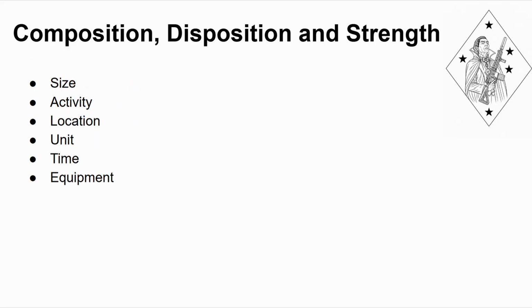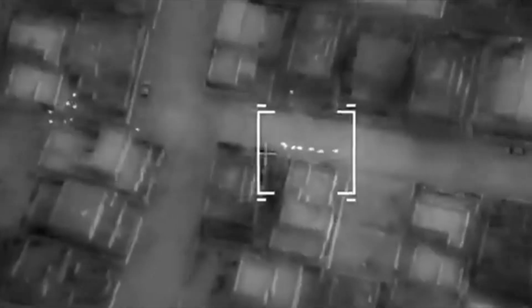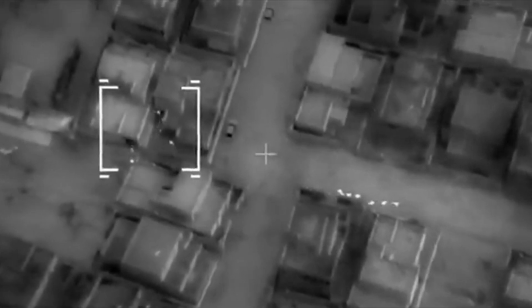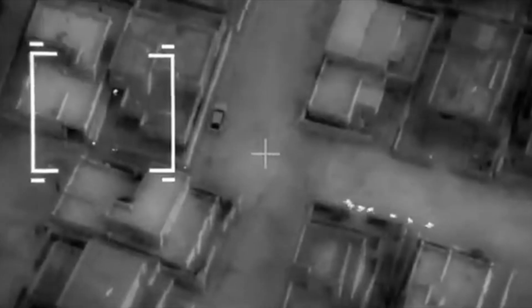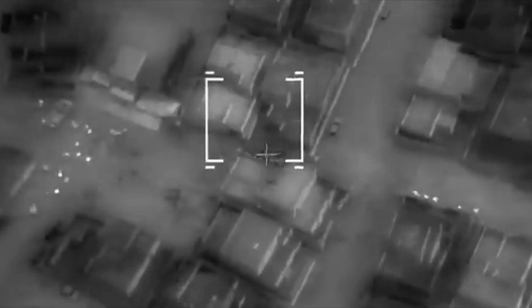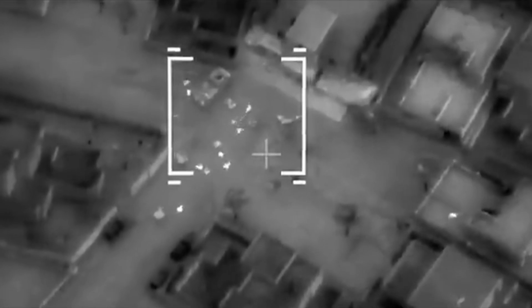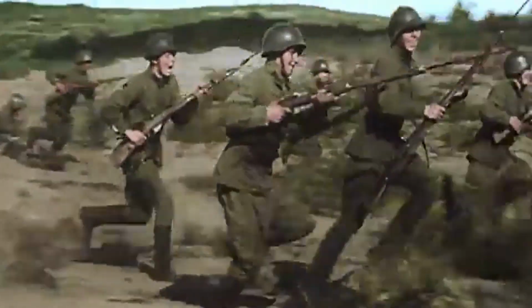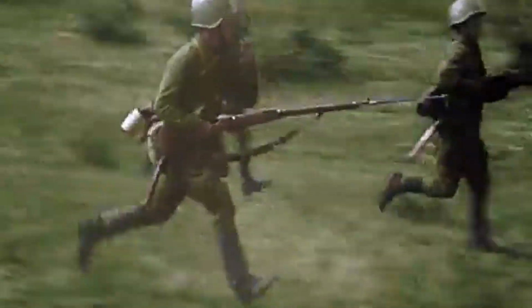So for composition, disposition, and strength, we're going to use an acronym called SALUTE, which stands for Size, Activity, Location, Unit, Time, and Equipment. This should be information that you already have that you're going to use for the rest of your analysis. If you don't have a full SALUTE report of your enemy, you may want to conduct more thorough reconnaissance before committing forces to that objective. So we're going to go over an example of a SALUTE report, and for this example, we're going to say that our enemy is a World War II German Army rifle squad.